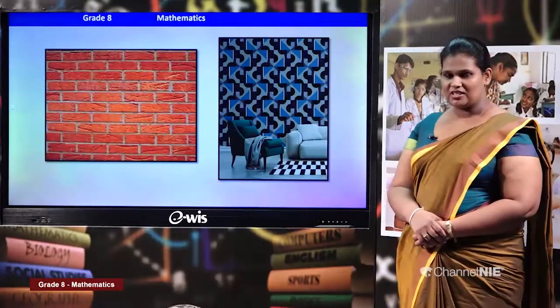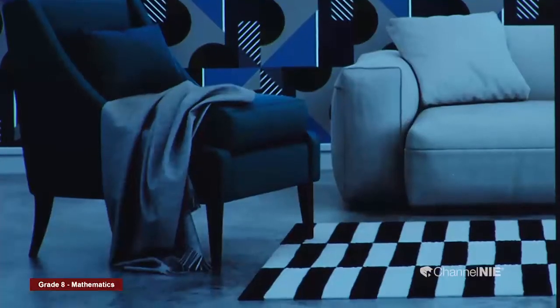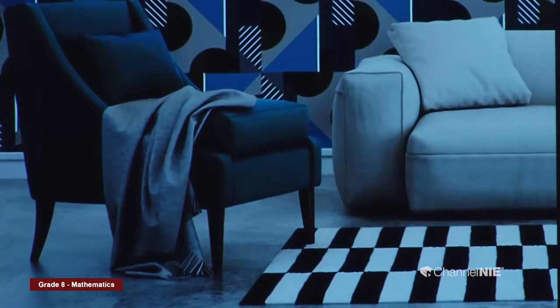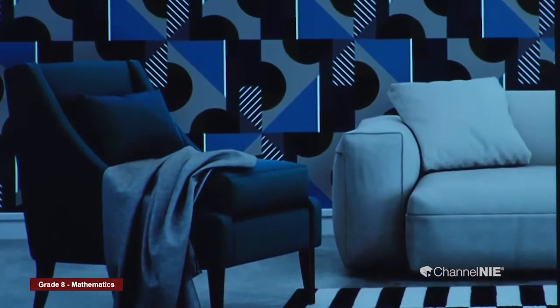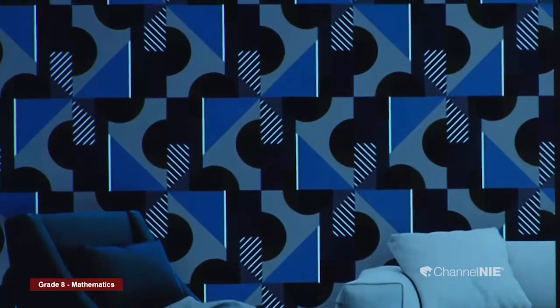Now what about this? Have a good look at this picture. Here I can see two types of patterns. First one is they are on the floor. Can you see? There is a mat on the floor. So, in the mat I can see some rectangles in two different colors, white rectangles and black rectangles. So, they have arranged those rectangles to create a beautiful pattern. Once again, it is also a tessellation.